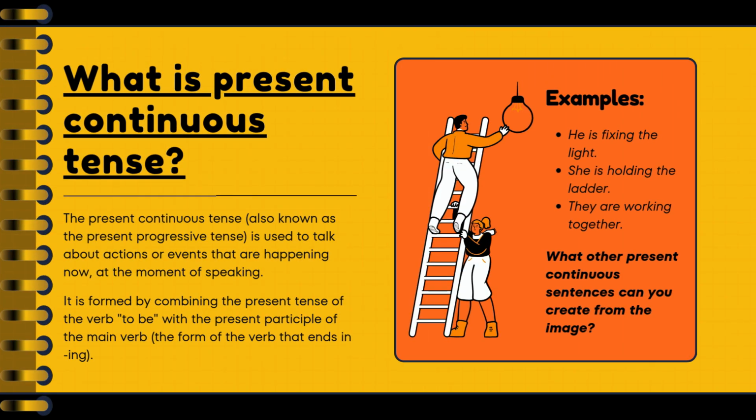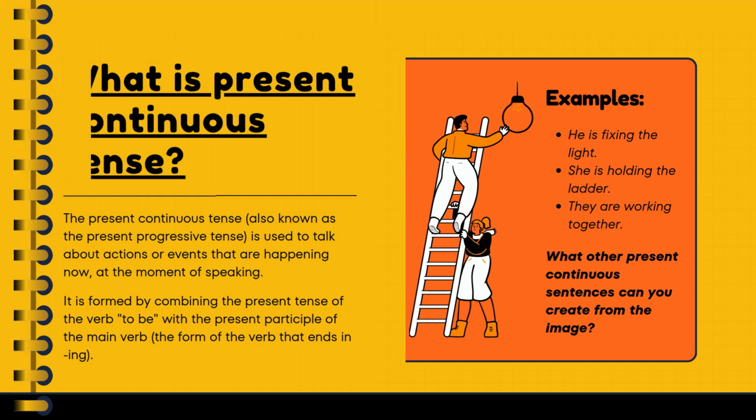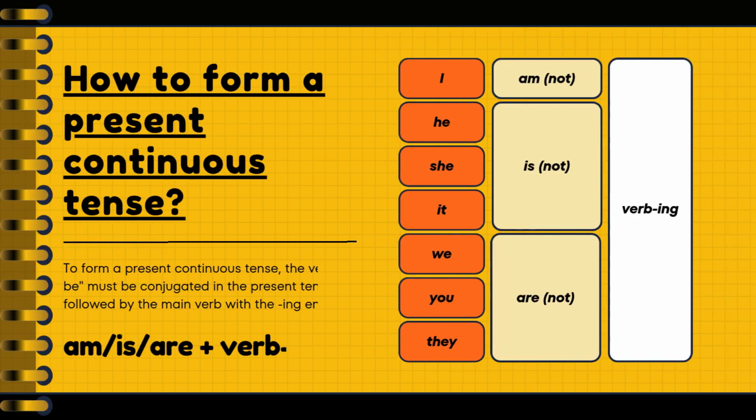The present continuous tense, also known as the present progressive tense, is used to talk about actions or events that are happening now, at the moment of speaking. It is formed by combining the present tense of the verb, to be, with the present participle of the main verb, the form of the verb that ends in ing. Examples. He is fixing the light. She is holding the ladder. They are working together.